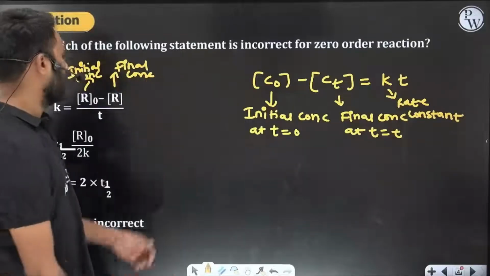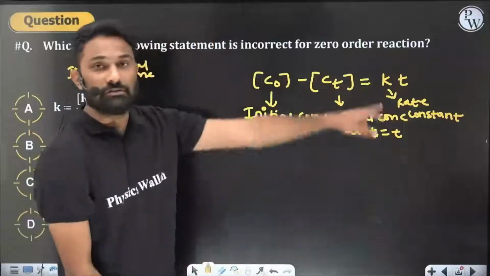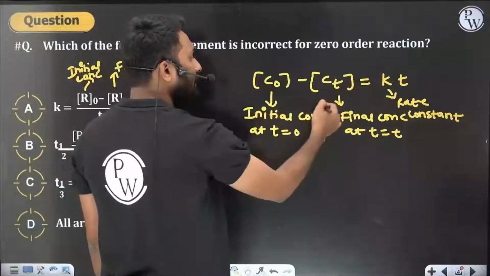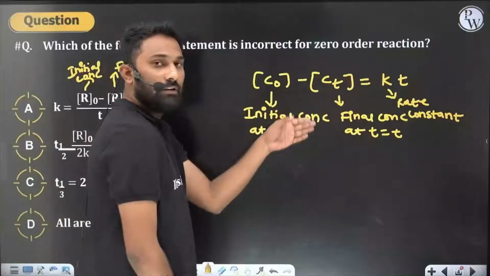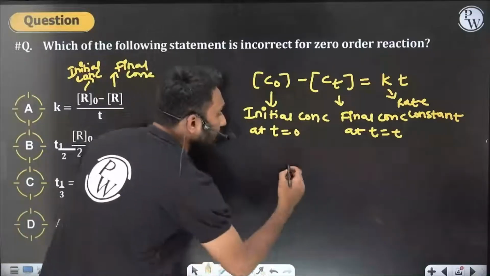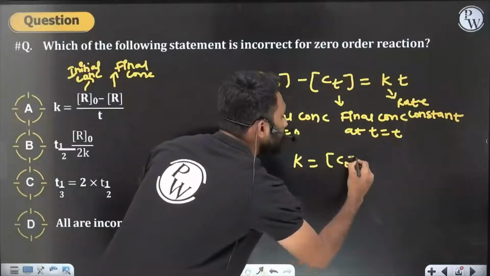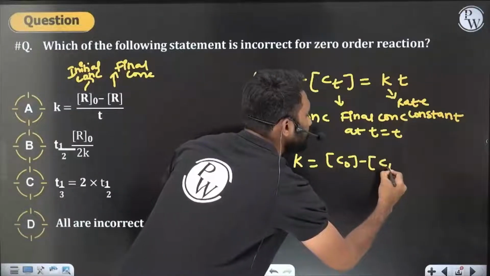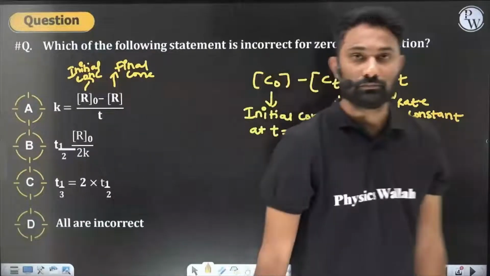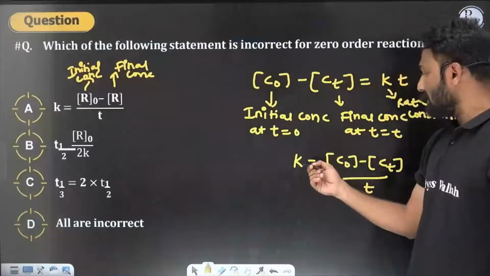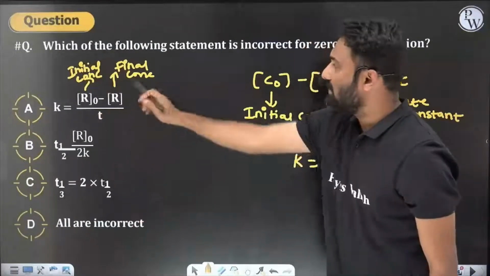Now first option we should match with this one. Can I bring the t to the left hand side? If I bring the t to the left hand side, the expression becomes k is equal to C naught minus concentration Ct by t, right? Now is this expression and this expression matching, right? Now this means this is correct.